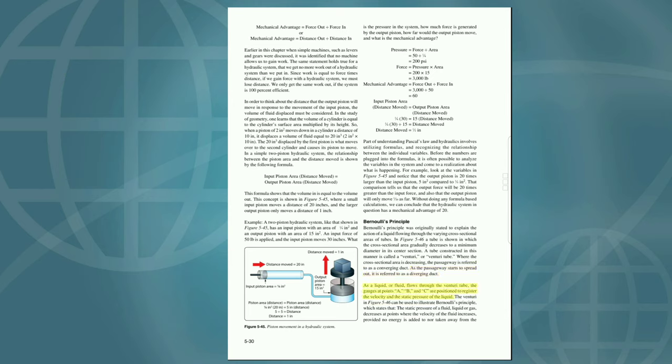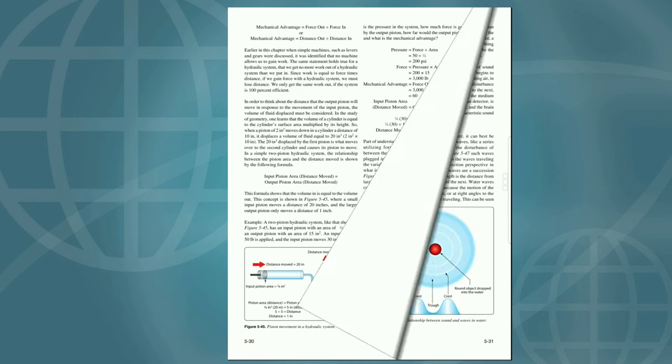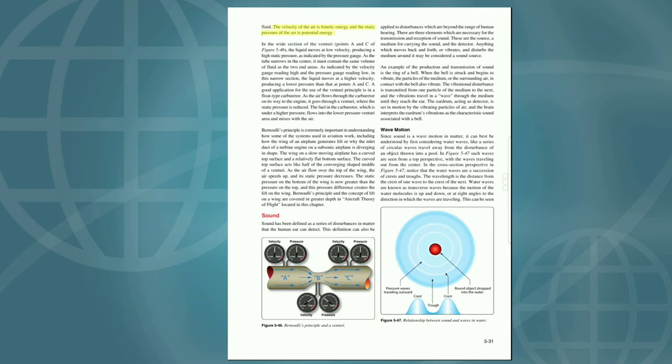As a liquid, or a fluid, flows through the venturi tube, the gauges at points A, B, and C are positioned to register the velocity and the static pressure of the liquid. The venturi in Figure 5-46 can be used to illustrate Bernoulli's principle, which states that the static pressure of a fluid, liquid or gas, decreases at points where the velocity of the fluid increases, provided no energy is added to, nor taken away from, the fluid. Figure 5-45. Piston movement in a hydraulic system. 5-30. Fluid. The velocity of the air is kinetic energy, and the static pressure of the air is potential energy.